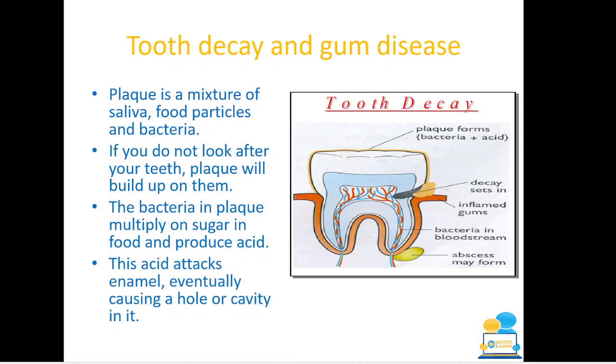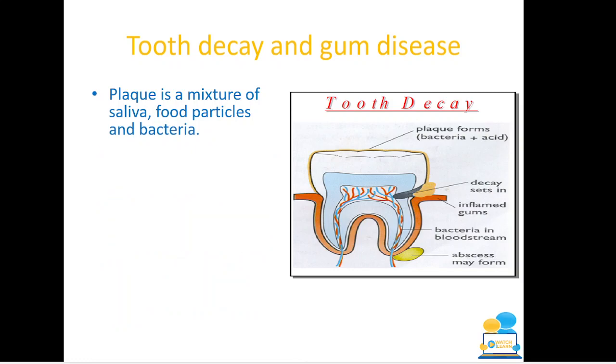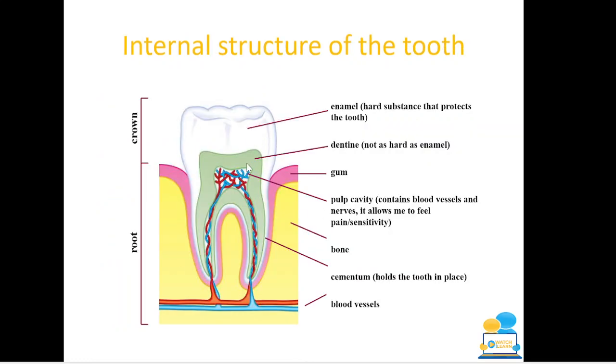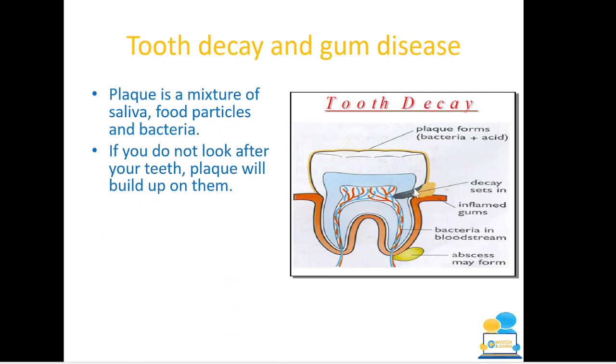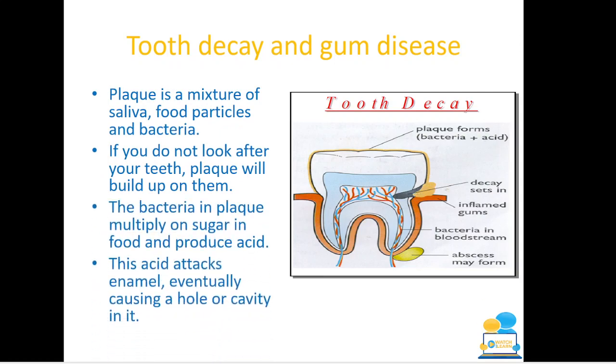So that's plaque, okay? Now if that is left for a long time, it's going to set in and start to eat all the way in through your enamel, into your dentine and into the pulp cavity, which is going to hit your blood vessels, okay? So you can see that here. The bacteria and the plaque multiply on the sugar which is found in the food, and they produce acid, and that's what's able to break through your tooth, because an acid has a low pH. So this acid attacks the enamel, which eventually causes a hole or a cavity in it, and that's where things start to get really sore.